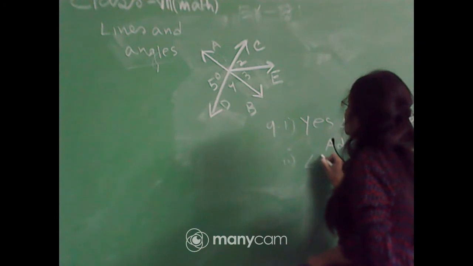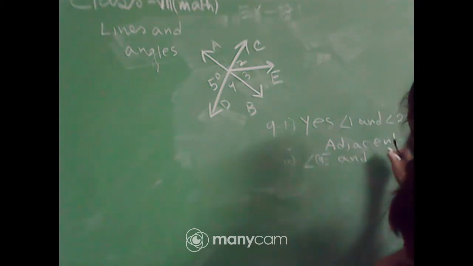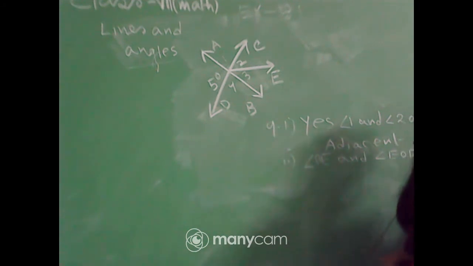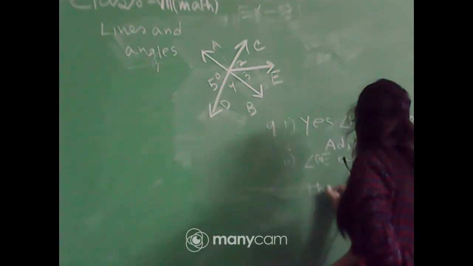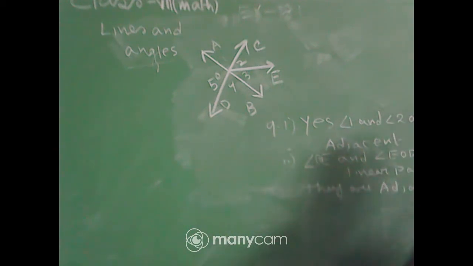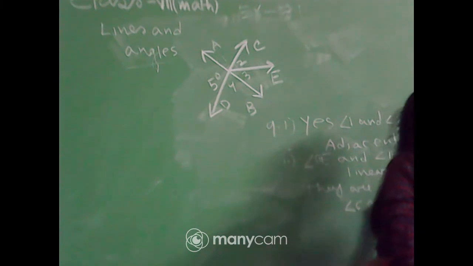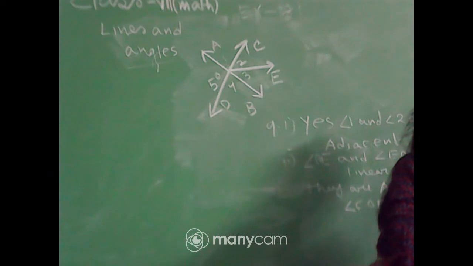That is, angle COE and angle EOD form a linear pair because they are adjacent angles and angle COE plus angle EOD is equal to 180 degree.